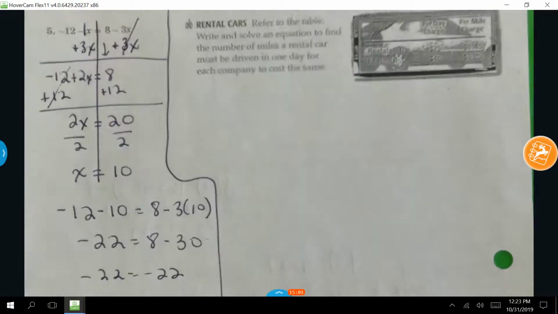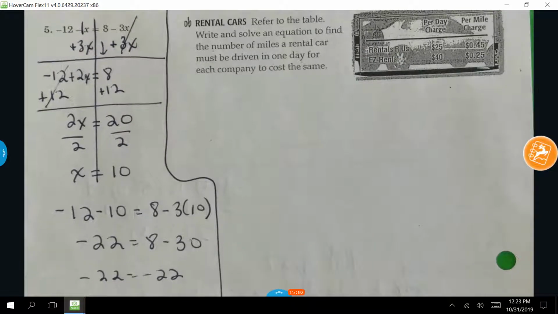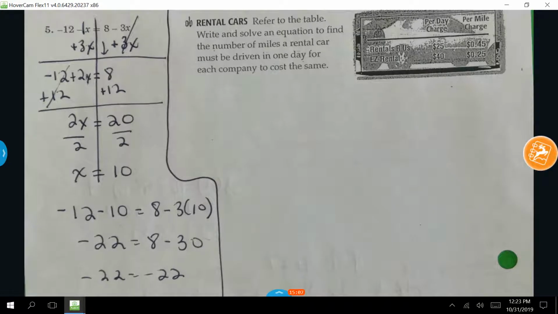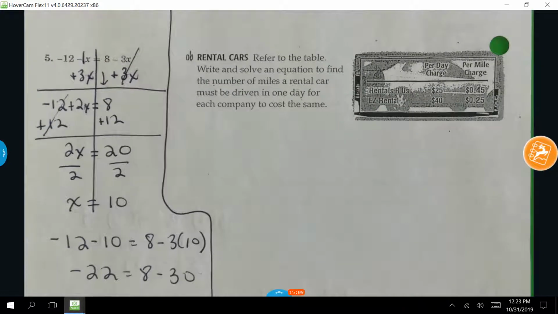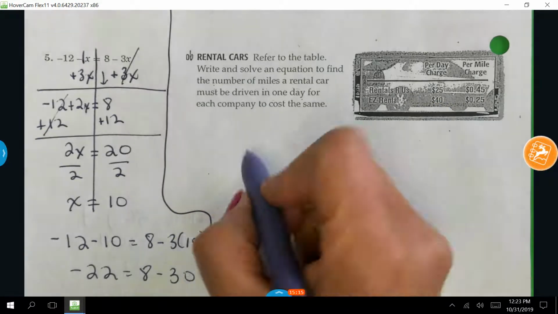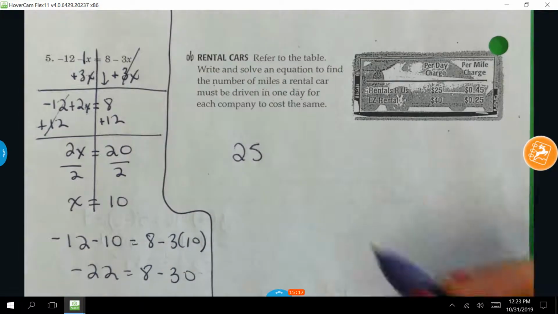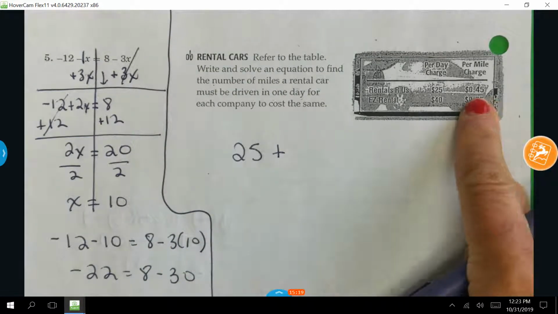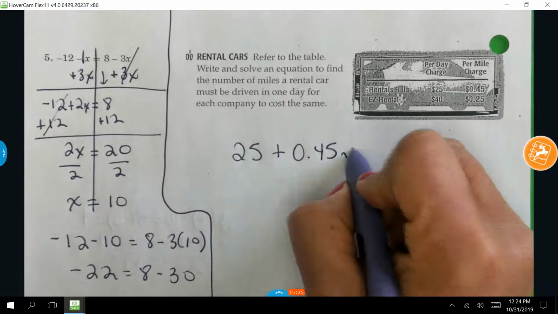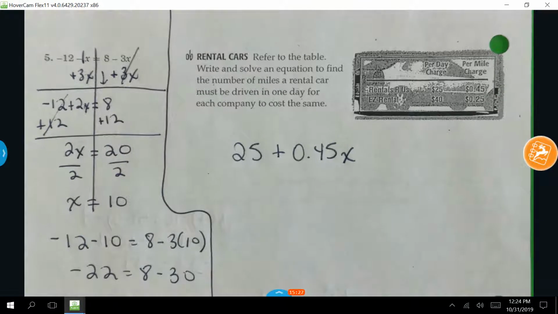So it says, write and solve an equation to find the number of miles a rental car must be driven in one day for each company to cost the same. So if you're looking for them to cost the same, you want to set them equal to each other. So charge per day, you get charged $25 at Rentals R Us, no matter what, plus how much per mile? 45 cents. So that's going to be 45x. Per each, that's what gets your x.